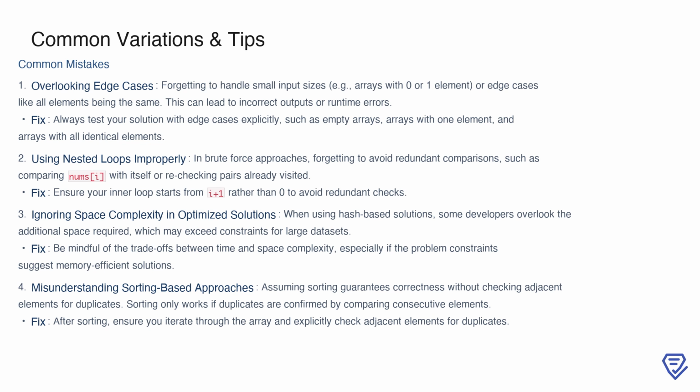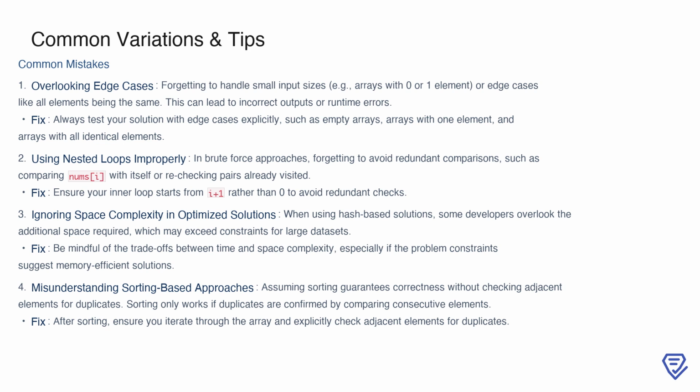One of the most common mistakes when solving this problem is overlooking edge cases. For example, what happens when the input array is empty, has just one element, or contains all identical elements? Forgetting to account for these scenarios can lead to incorrect outputs or runtime errors. The solution is simple: always test your code explicitly with such edge cases to ensure correctness.